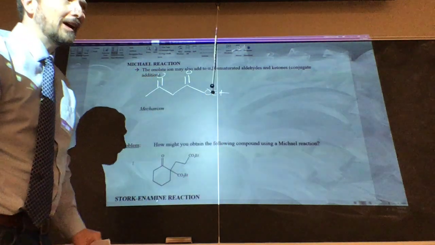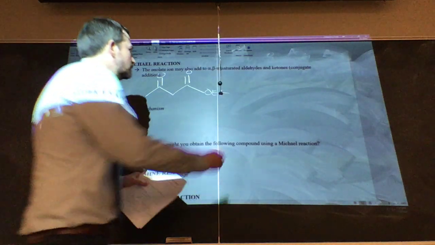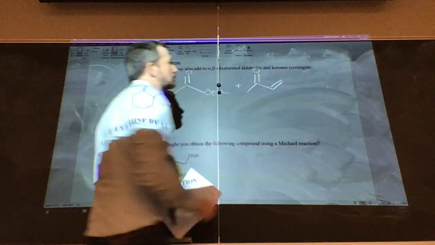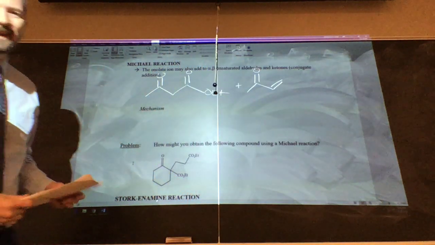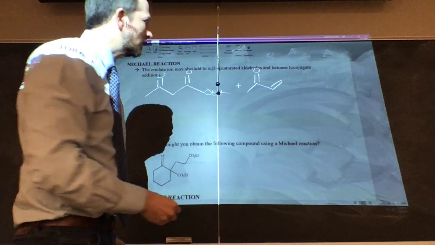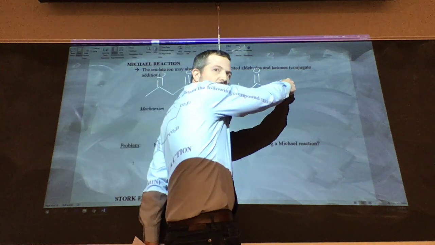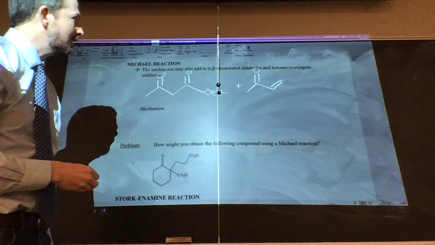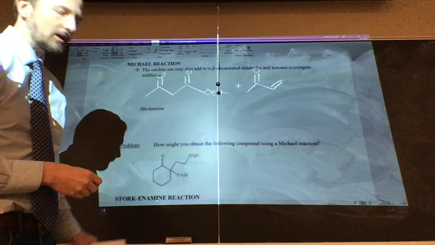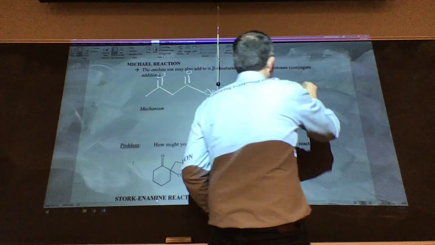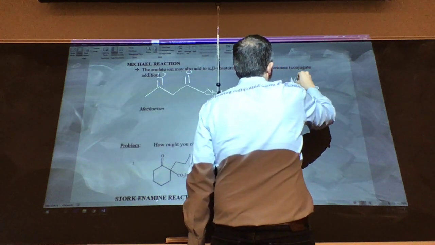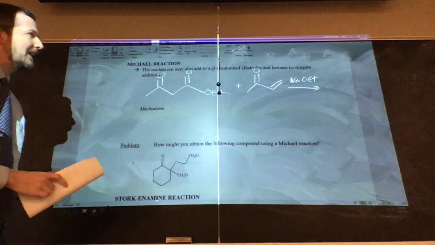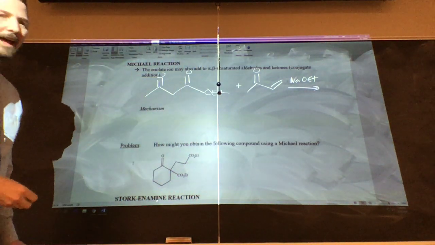So I'll go ahead and draw my acetoacetic ester. I'll draw an alpha beta unsaturated ketone. So here's the alpha position, here's the beta position. That's why it's known as an alpha beta unsaturated ketone, because you have that double bond there. And so you can add that molecule to the alpha position.